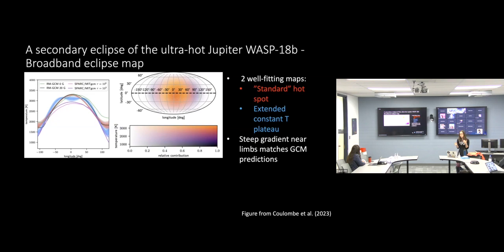So what we found was that there were two different solutions that could fit this planet well. The red one, which is a more standard hotspot model, peaks near the substellar point. And then the blue one, alternatively, has an extended plateau of relatively constant high temperature near the substellar point. But in both of those cases, we found that the results broadly matched the predictions from GCMs that this planet, which is very hot, would have a temperature distribution that was symmetric around the substellar point in longitude and drops off very quickly in temperature as you get near the limbs of the planet.